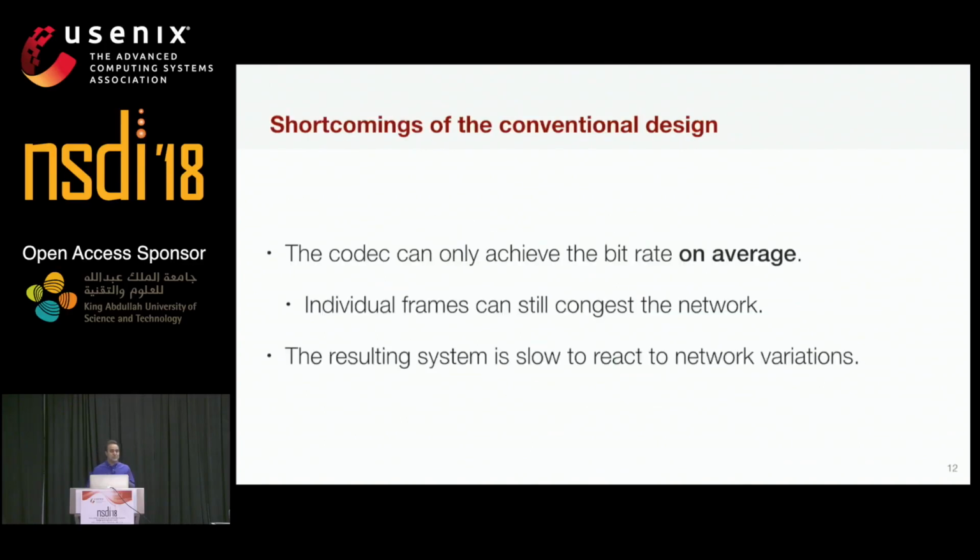And the actual problem is that that bitrate is only achieved on average. So the codec might create a frame that is too big, and it tries to compensate by making the next ones smaller, but that big frame can still congest the network. And because of this fact that the bitrate can only be achieved on average, it doesn't make sense for the transport to update that bitrate estimate too often. So we ended up with a system that is slow to react to changes in the network.